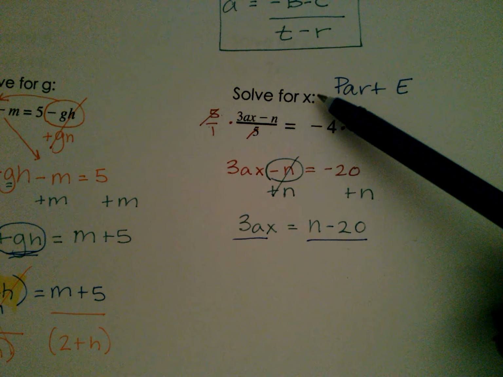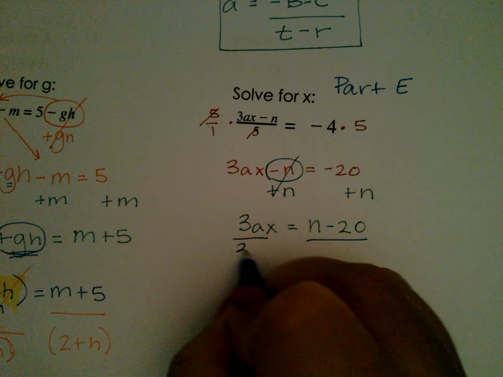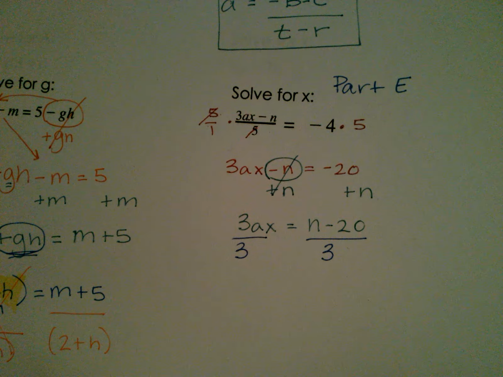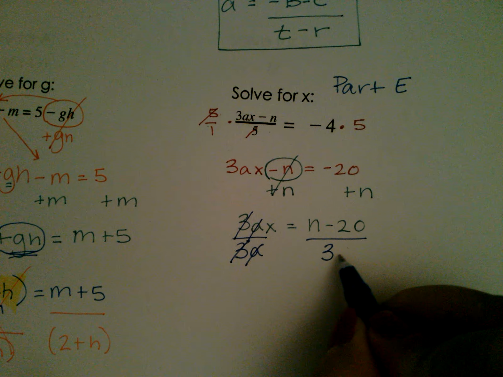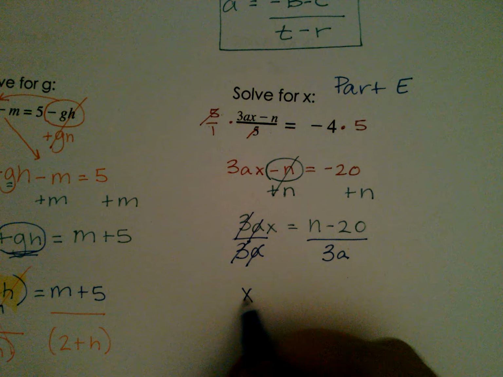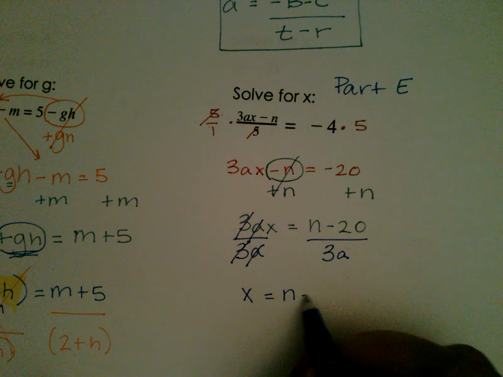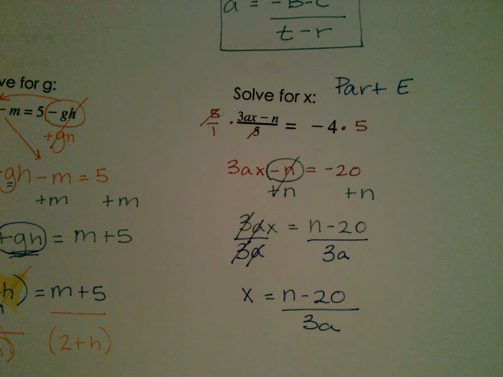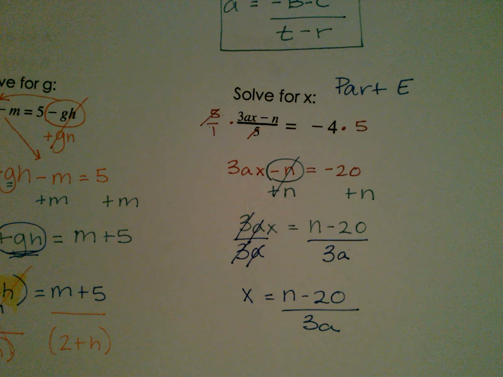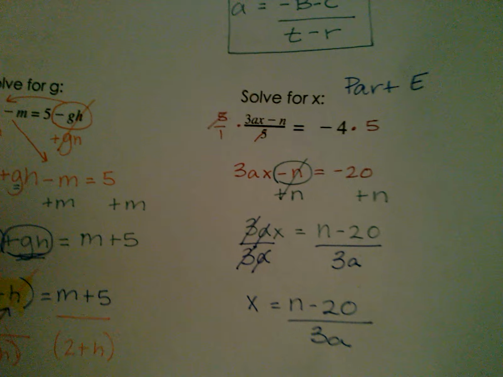I am trying to get x by itself, so I have to divide by 3. Oh, I also need to remove the a to isolate the x. I need to divide by a. Therefore, x would equal n minus 20 over 3a. Wowzers, kind of fun.